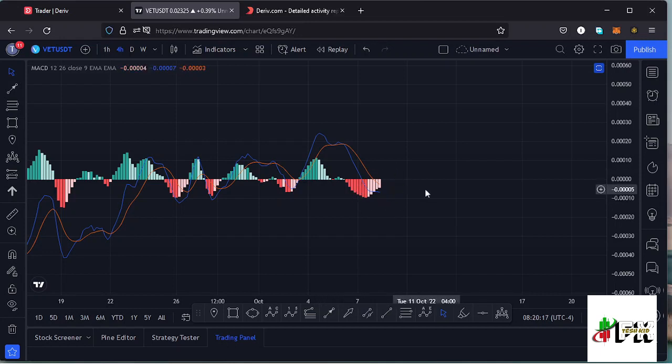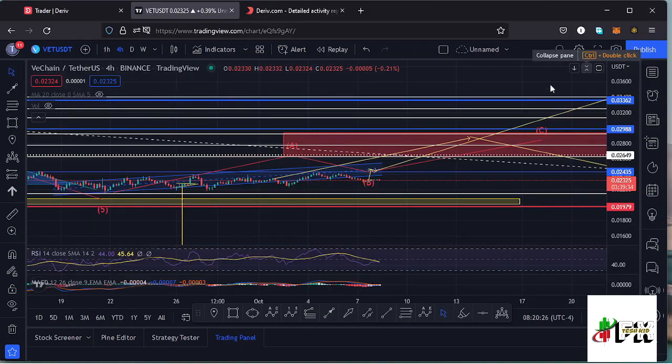And in case we print that bullish cross, that would mean higher prices could be coming our way and we might get back into the channel once more. So let's be patient and see how that plays out, and I'll keep you updated.